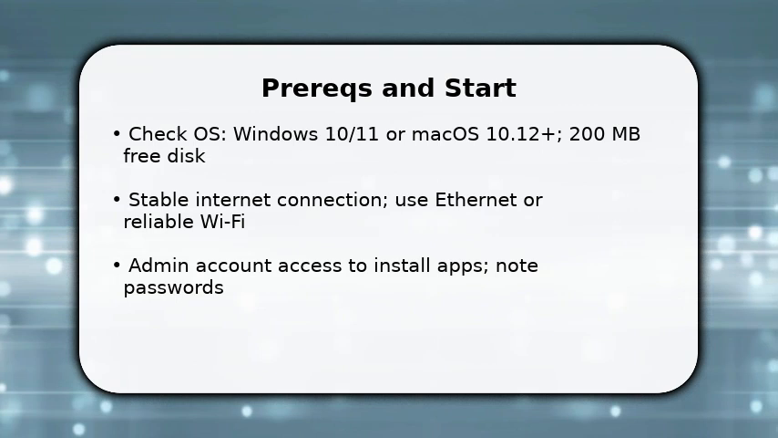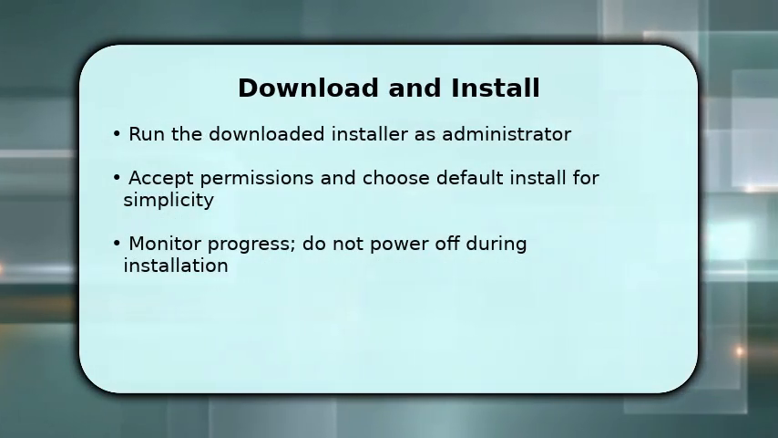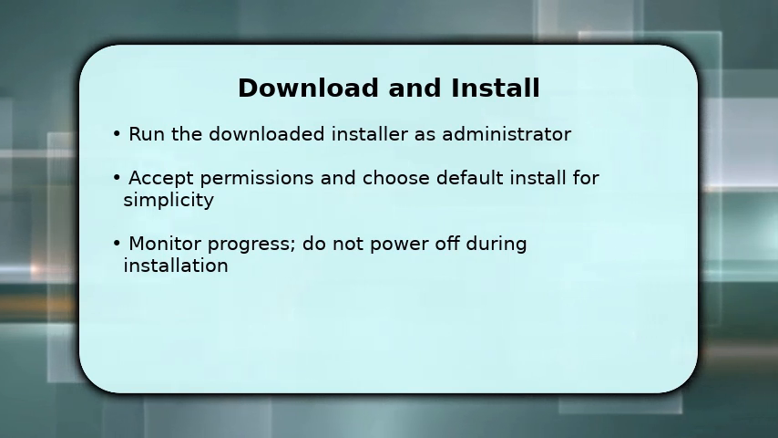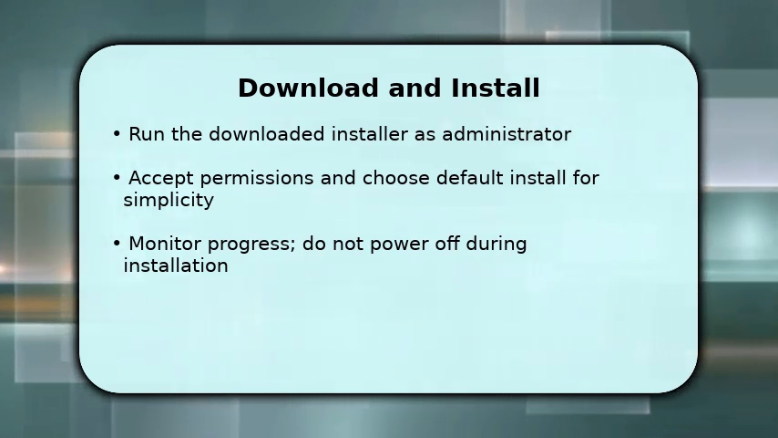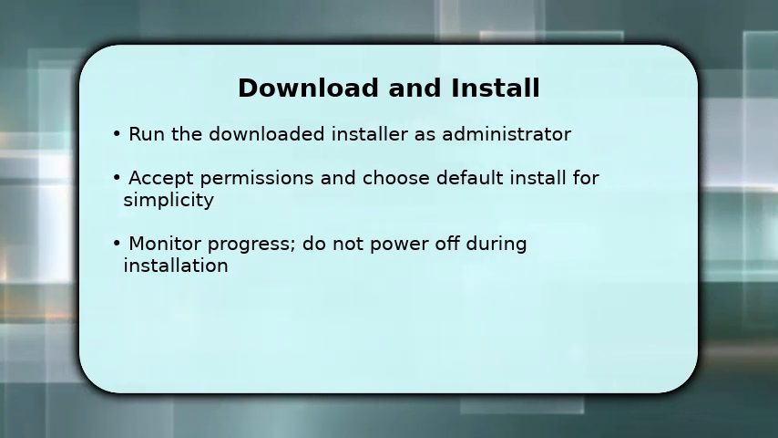You now run the installer you downloaded and confirm any security prompts. When asked, approve permissions so the installer can write files and update system settings. This is why admin access matters. Choose the default install unless you have a reason to change locations.